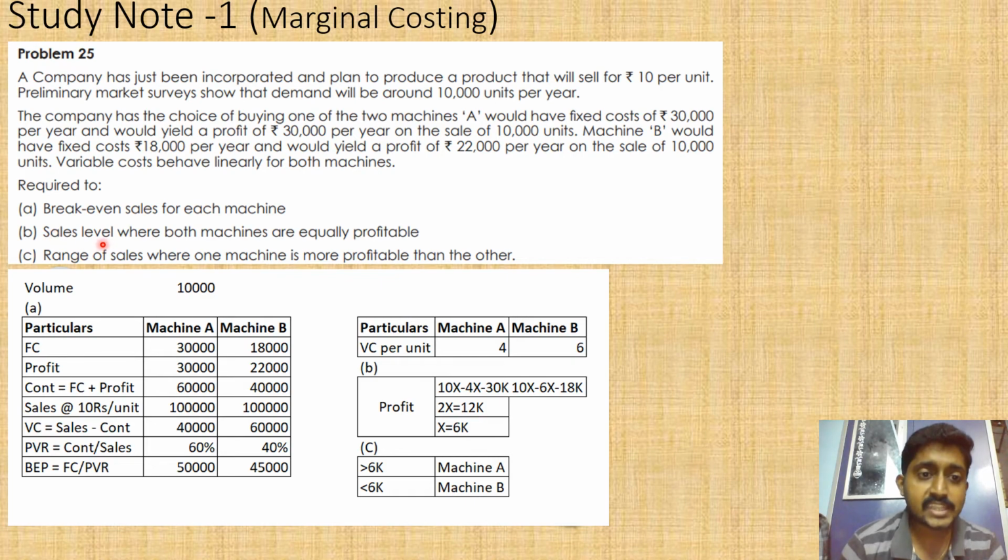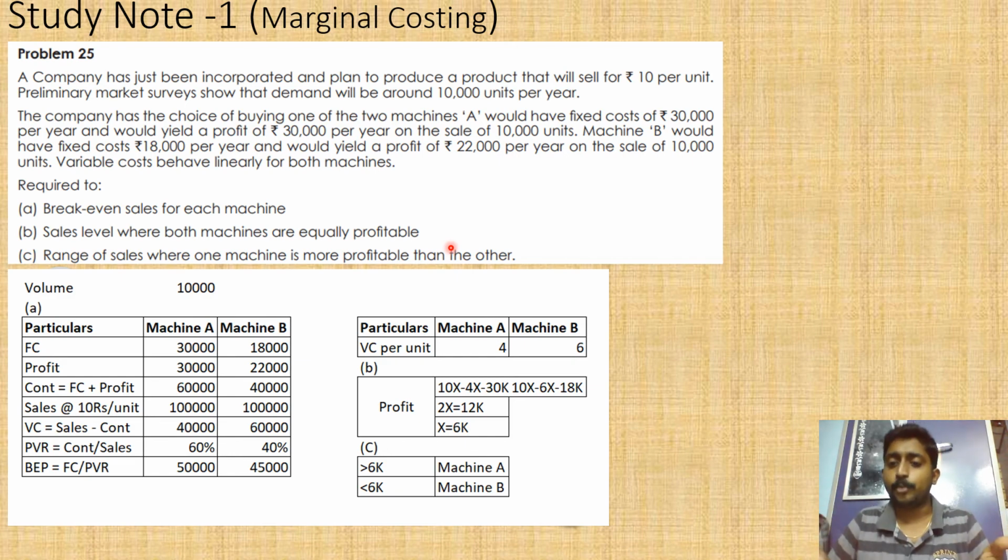Next, the sales level where both the machines are equally profitable. Which means both machine A and machine B give equal profit. What is the formula for profit? Profit is equal to sales minus variable cost minus fixed cost. So the profit for both the machines is the same. Now, at which sales quantity, with the selling price of 10 rupees, will the profit of both the machines be the same?